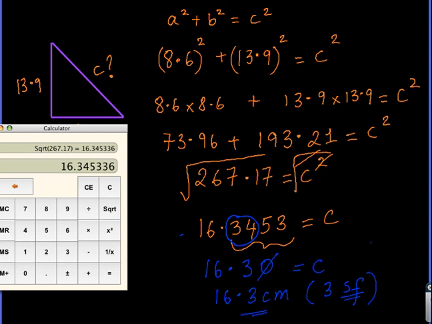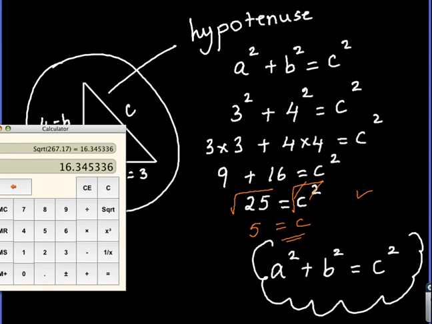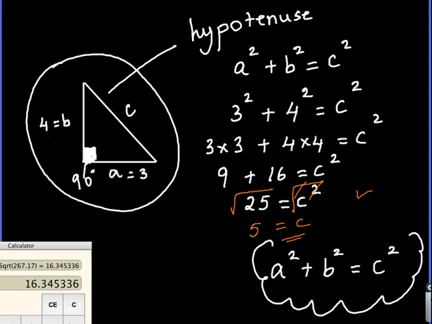Alright then, so this is how you find a missing side using Pythagoras in a right angle triangle, using a calculator when you've got decimal numbers, and without using a calculator when you've got whole numbers like 3 and 4 which you can square, and you can take the square roots of once you've added them.